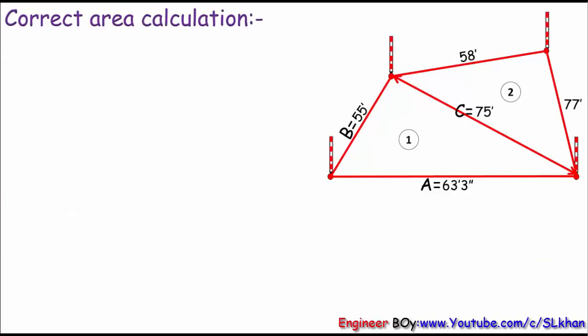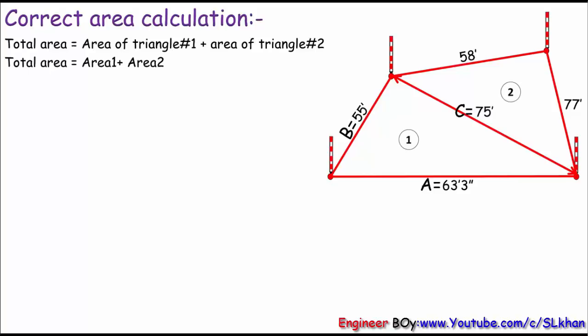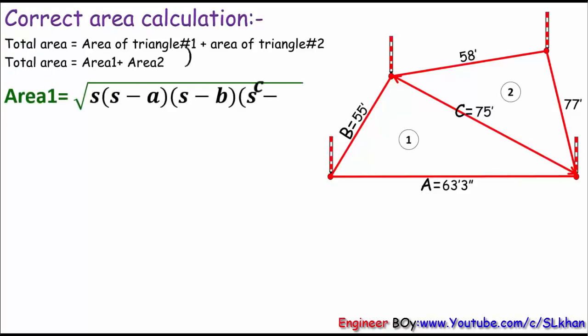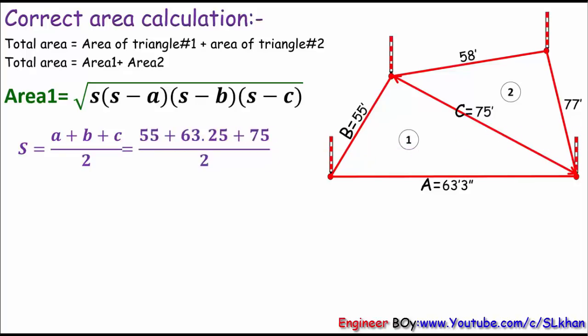And now let's come into the correct calculation, which I want you to do always on site. And I'm sure this will take enough time, but I'm also sure this calculation is the correct calculation. The best way over here is to use the Hero formula for each triangle. And let me determine an area of the triangle 1. In triangle first, all sides are known, so I can calculate the semi-perimeter of the triangle, like S equals summation of all sides divided by 2, or you can say S equals (55 plus 63.25 plus 75) divided by 2. Do a little math with this. Of course, we can get the semi-perimeter of the triangle equals 96.625 feet. And now let's put all the values in the Hero formula.